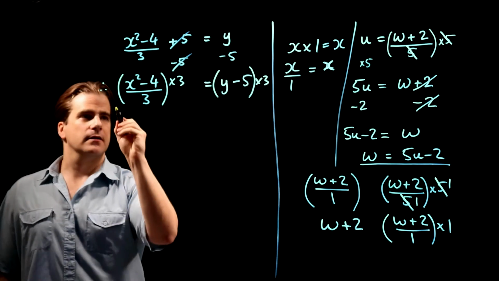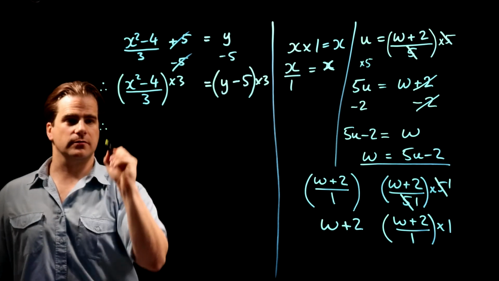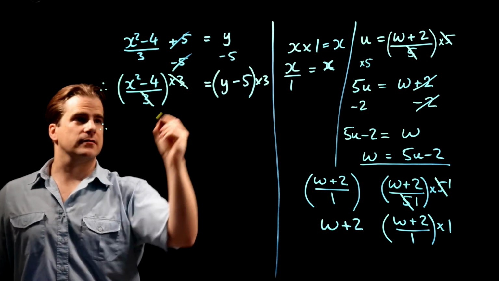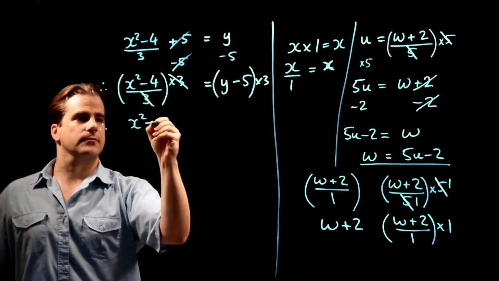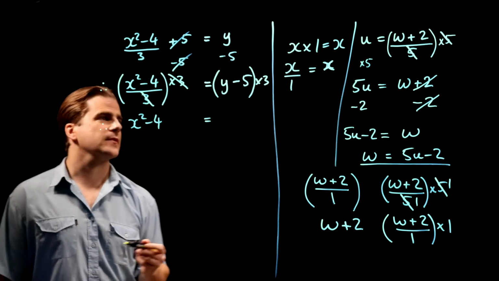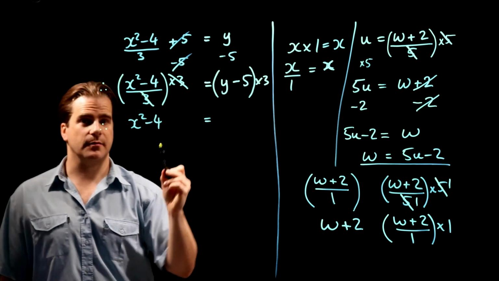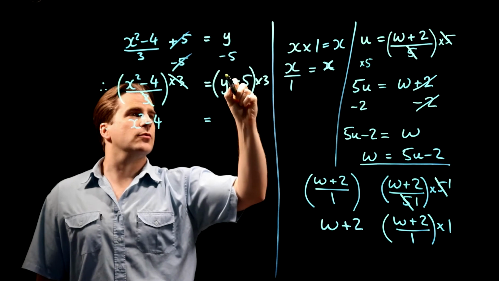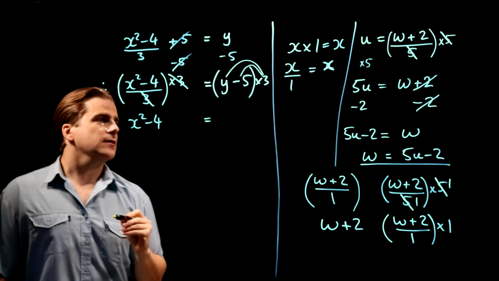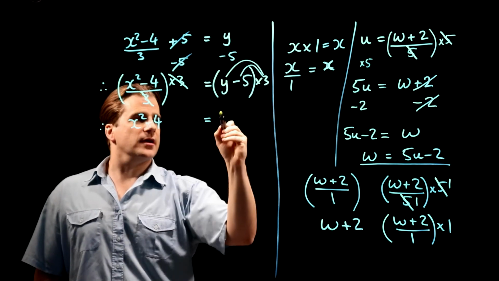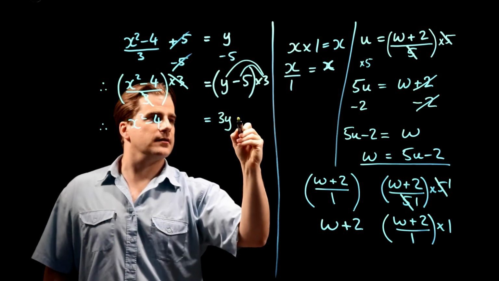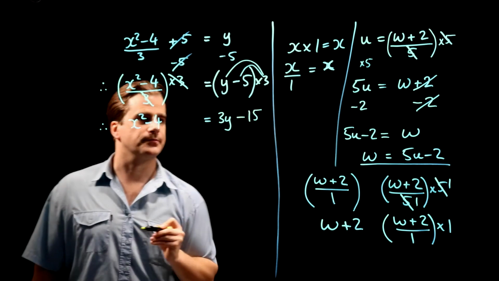So, if that, therefore, x squared minus 4 divided by 3 times 3 is just x squared minus 4. Okay? Equals multiplying out brackets. We've got a 3 times every term inside the bracket. So we've got to do y times 3 and minus 5 times 3. So y times 3 is 3y. Minus 5 times 3 is minus 15.